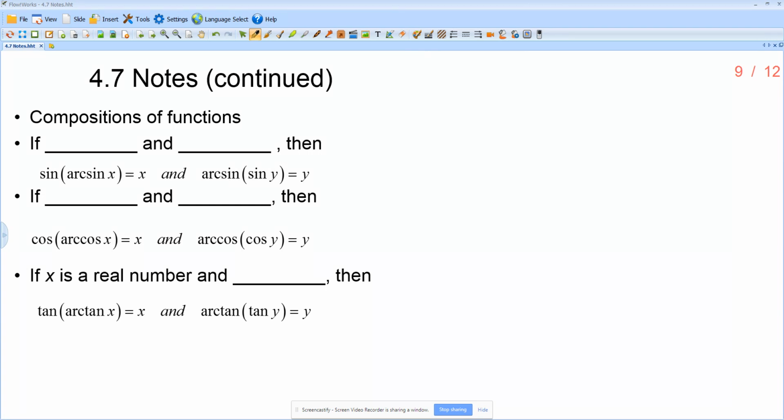Compositions of functions, I think the last thing that we're going to really be talking about. If we're working between x values of -1 and 1, and we're working with y values between negative pi halves and positive pi halves, so if x is between -1 and 1, then the sine of the arcsine of x is just equal to x. These are inverse functions, so they cancel. But this right here is essentially saying that x has to be within the domain of arcsine.